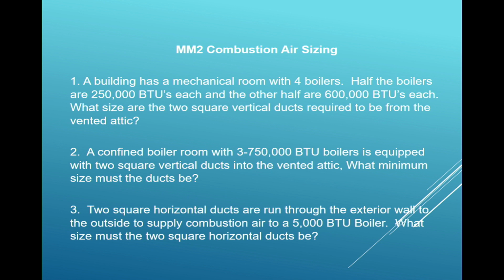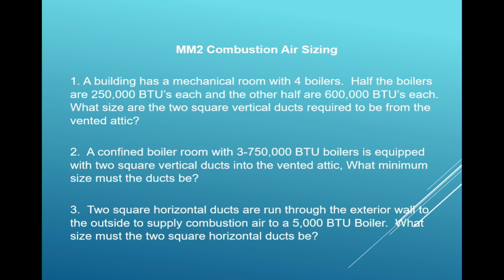Now again, I'm going to give you a copy of this, so don't write it down. We're just talking right now. Let's jump into question number 2. I've got a confined boiler room with 3 750,000 BTU boilers. It's equipped with 2 square vertical ducts into the vented attic. So do you agree I'm still outdoors, or spaces that freely communicate with the outdoors? So I'm 701.6, right? I am a vertical, right? So that's 701.6, number 2, right? I'm sorry, number 1, vertical.